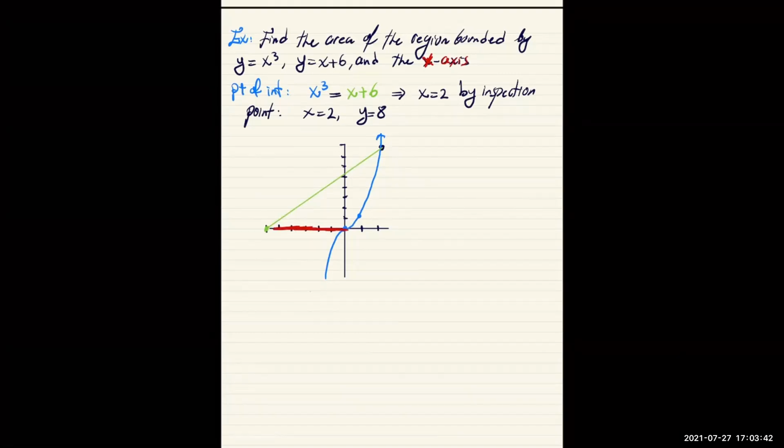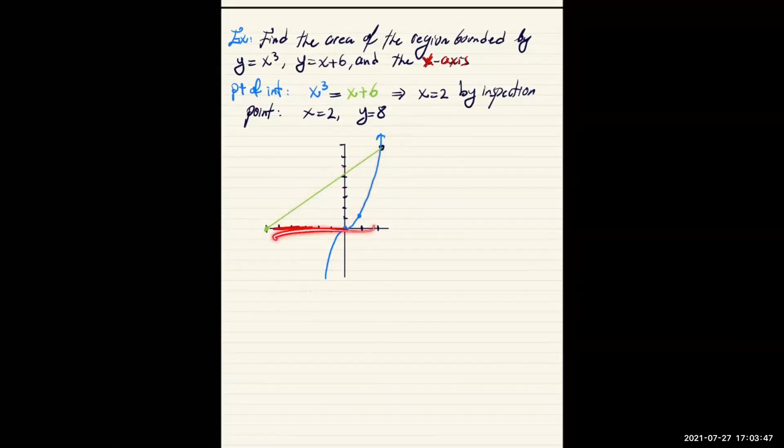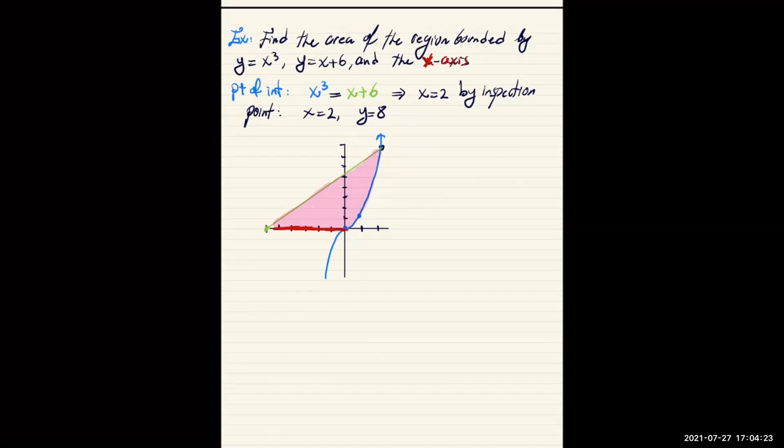The three graphs, the green line, the blue curve, and the x-axis, bound the region. So it makes sense for this to be a region. Okay, that's our region. Now, you're asked to find the area. You can, again, take your rectangles vertically or you can take them horizontally. It doesn't make any difference. You just have to see which is easier.